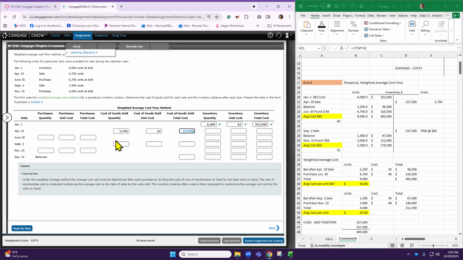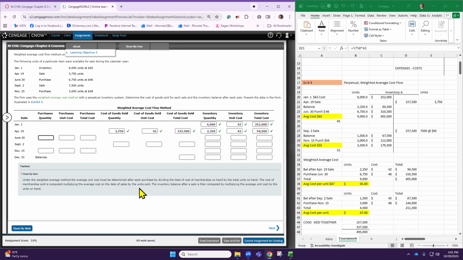When you take 3,750 units from 6,000 units, you get a balance of 2,250 units at a cost of 42. So the remaining amount is $94,500 worth of inventory. The good thing about perpetual is that you constantly know how much is in inventory after every sale and after every purchase. Okay, we're ready to enter our purchase.